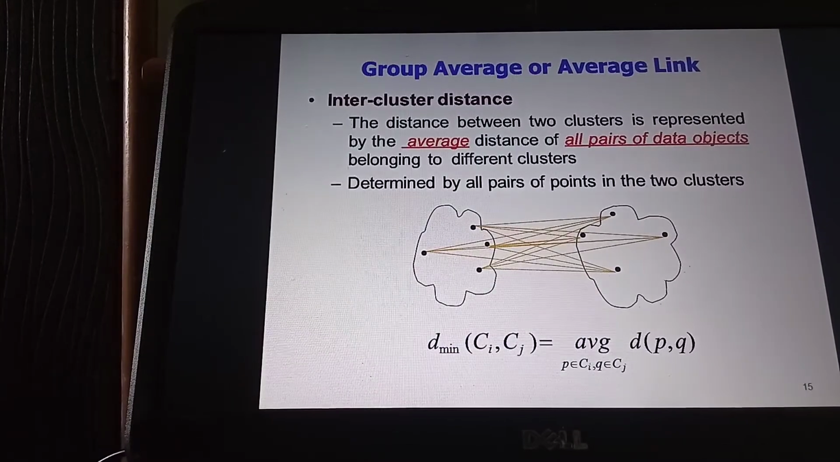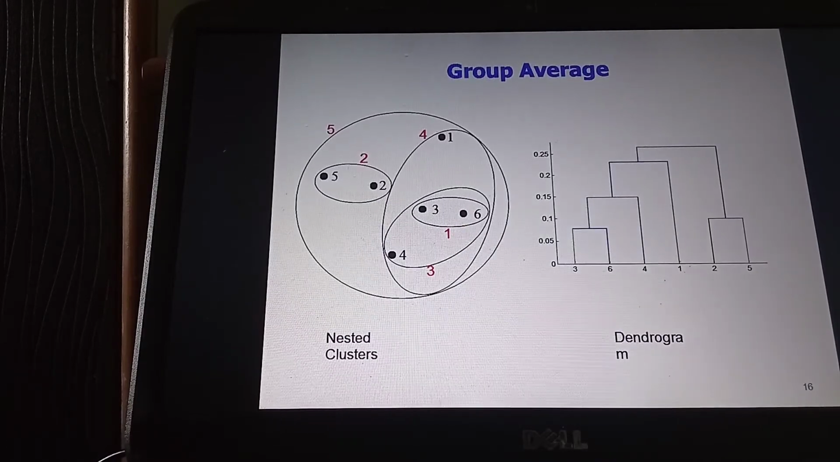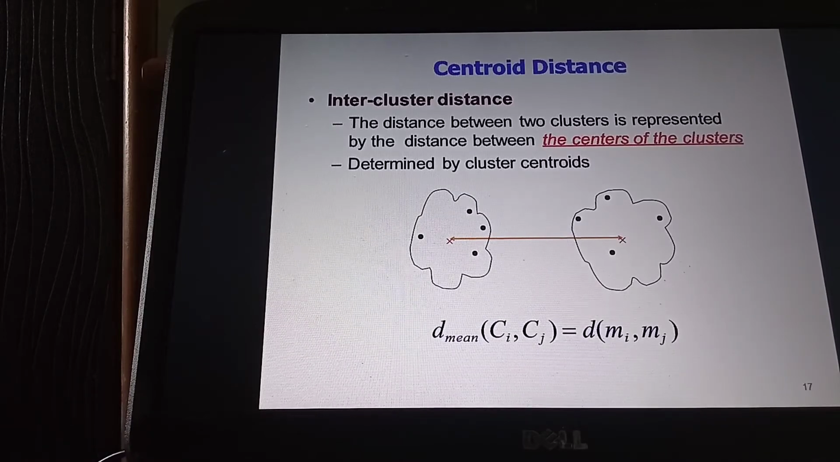The next one is average link, also called group average. The distance between two clusters is represented by the average distance of all pairs of data objects belonging to the different clusters. Here it is determined by all pairs of points in the two clusters. Here consider the average. Okay, see here for example, that will be shown in the dendrogram. You consider the average.